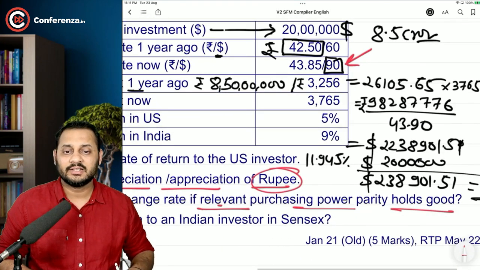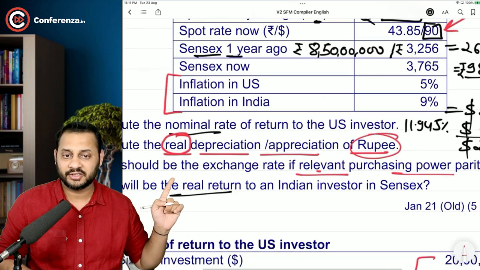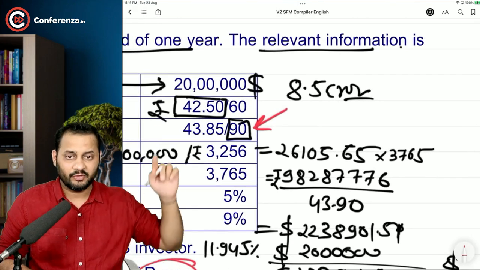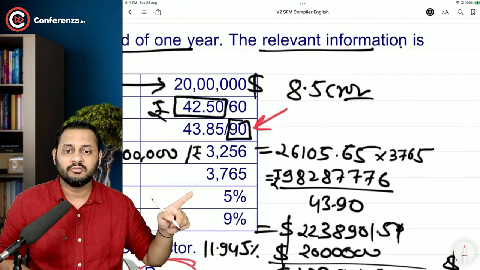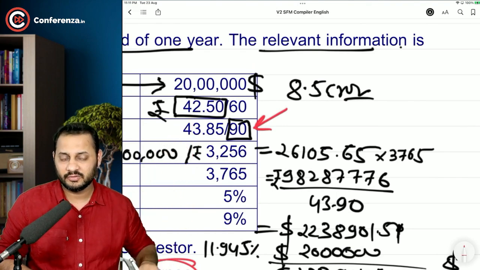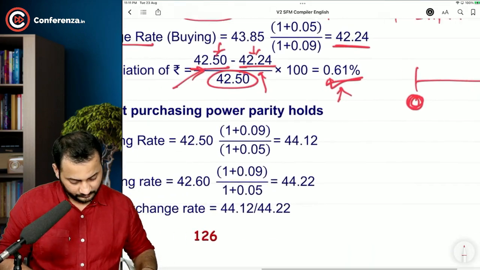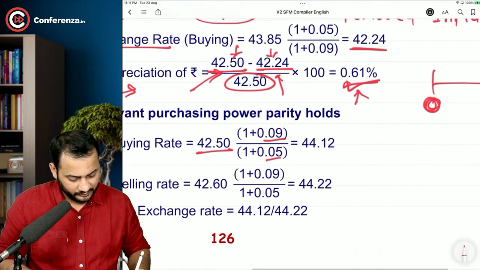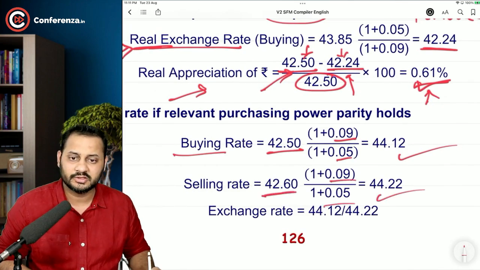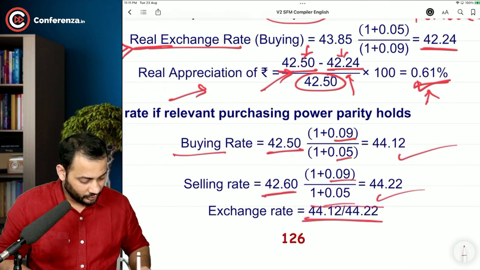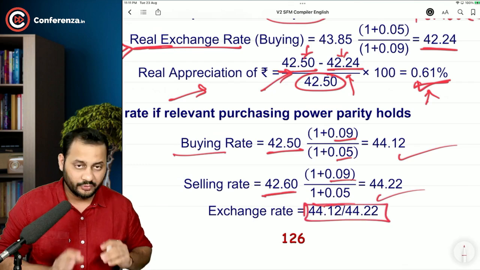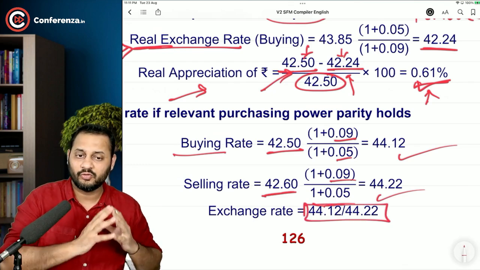Now, if they are asking us to calculate the relevant foreign exchange rate with purchasing power parity theory, it's absolutely fine. You can take 42.50 as the spot rate, then 1.09 and 1.05. Then 42.60 as the spot rate, 1.09 and 1.05. See, 42.50 times 1.09 by 1.05, this is the bid rate, buying rate. Then 42.60 times 1.09 by 1.05, this is the selling rate. So this should be the theoretical exchange rate, forward rate. This should be the theoretical rate today after 1 year, 44.12, 44.22.